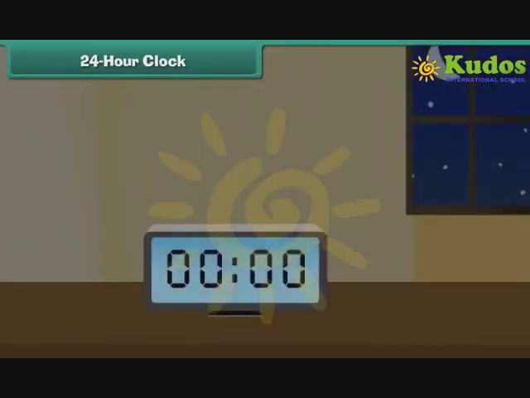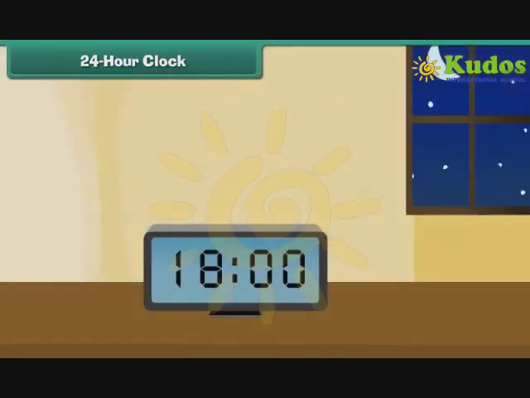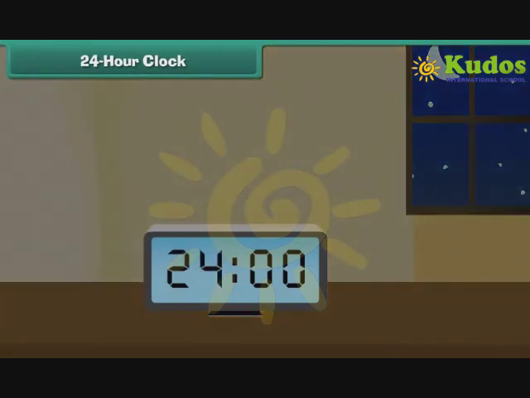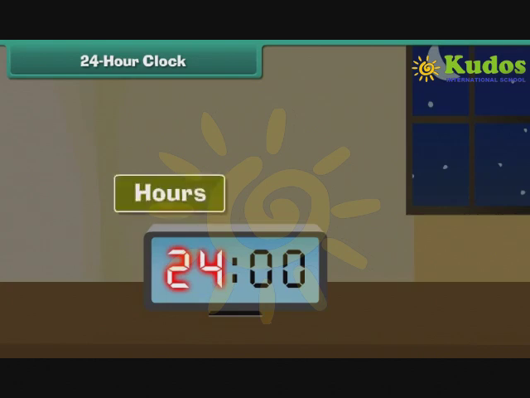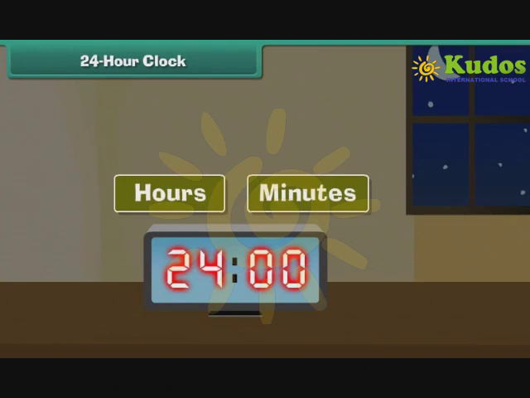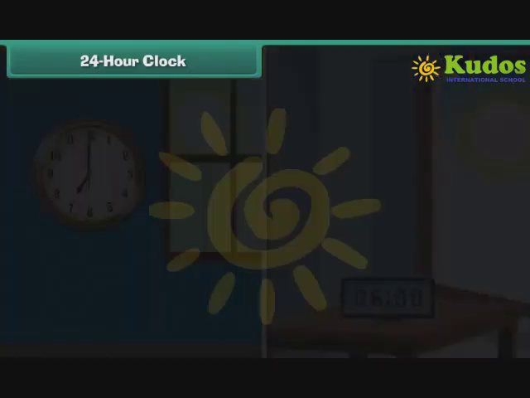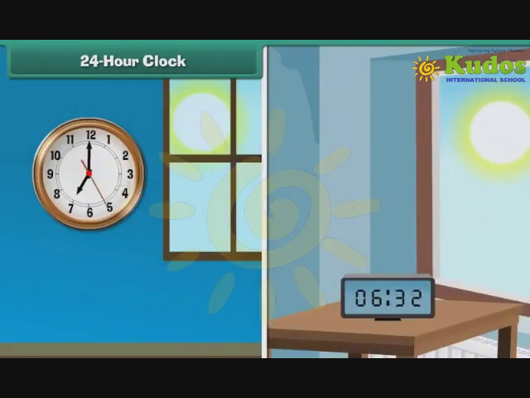The 24-hour clock numbers the 24 hours of the day from 1 to 24. It denotes the start of the day as 0000 hours and the end as 2400 hours. The first two digits in the time represent hours and the last two minutes. The 24-hour clock does not use AM or PM to differentiate between the first and the second halves of the day.